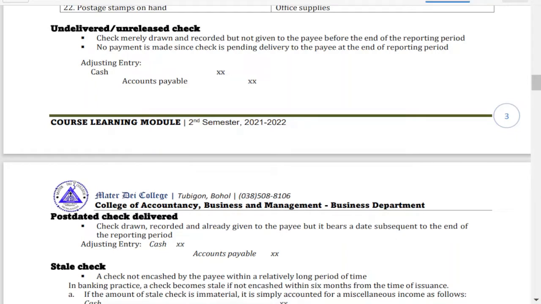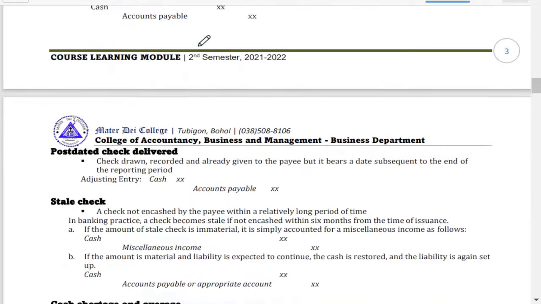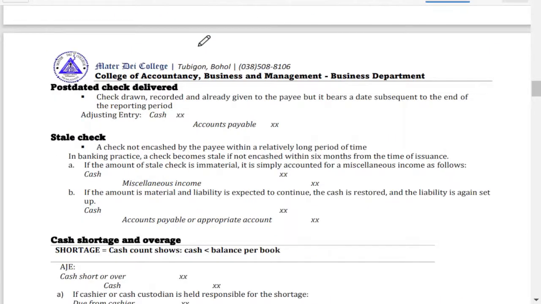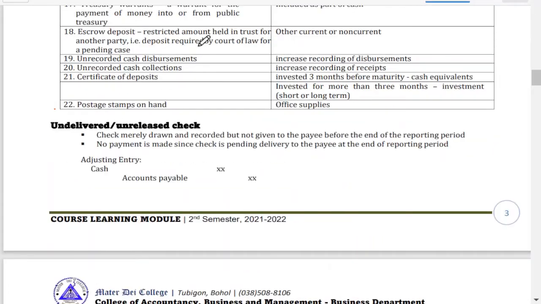Now let's expound more on some of the items that were already mentioned earlier, particularly on the undelivered checks, post-dated checks delivered, and the stale check. So as mentioned, the undelivered checks are those checks that were already written, but we were not able to give them to our payees or supposed recipients before the end of the reporting period. So since they did not receive the check, the payment was not received by them.